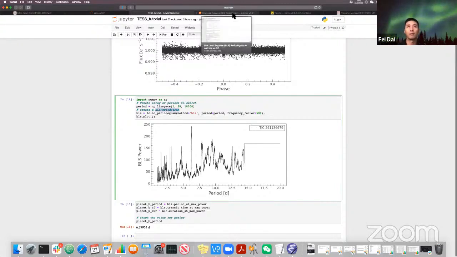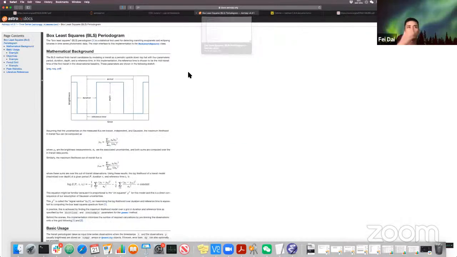I found a schematic showing how BLS works. To first order, you can approximate the transit light curve as a bunch of dips separated by a constant time interval, the orbital period. And the key parameters here are the duration, how wide the transit is, the period separating them, as well as the depth, the mean amplitude of the decrease in flux level.